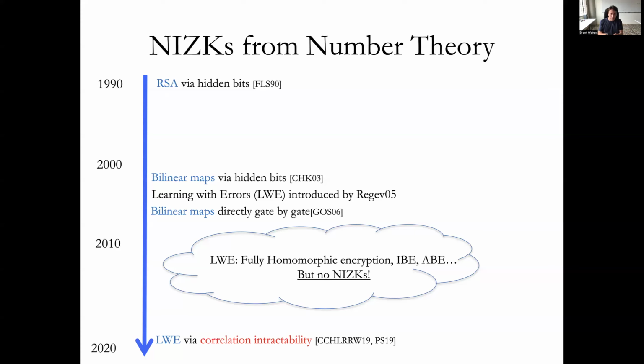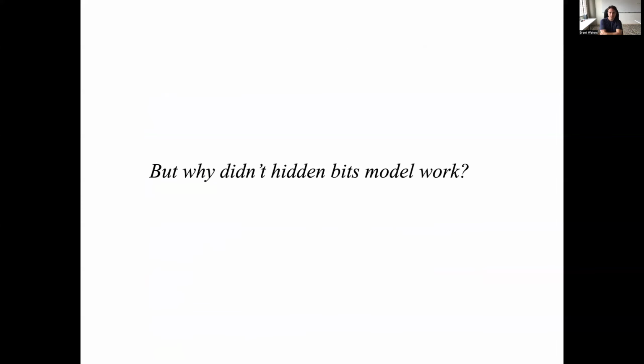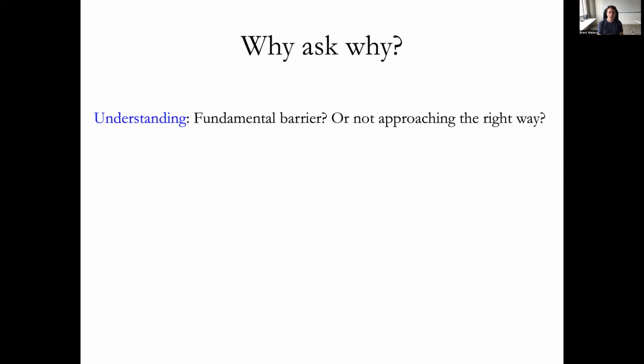But what was remarkable also is that these correlation intractability techniques led to many other interesting works like batch proofs, also NIZKs from the decisional Diffie-Hellman assumption. So a lot of downstream good things came from it. But what I want to do in this work is take a step back and ask, well, it was great that correlation intractability worked out, but why didn't the hidden bits model work? I really would have in some ways expected it to.